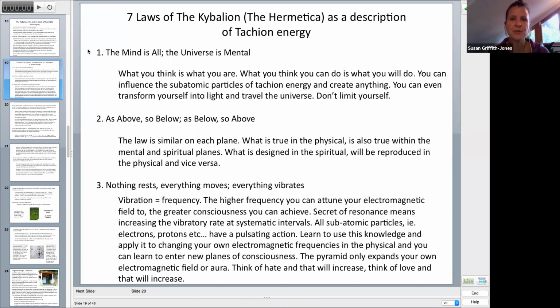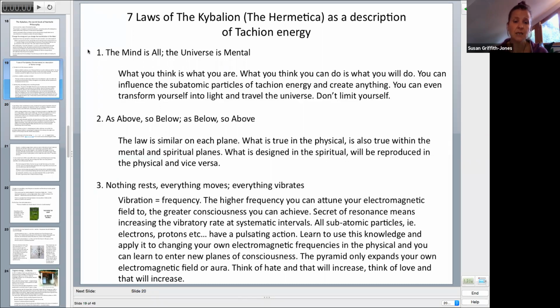Remember that what I'm describing here is just a summary of the 7 laws. There's more detail if you read them yourself from the booklet of the Kybalion. So, as above, so below, as below, so above. The law is similar on each plane. What is true in the physical is also true within the mental and spiritual planes. What is designed in the spiritual will be reproduced in the physical and vice versa.